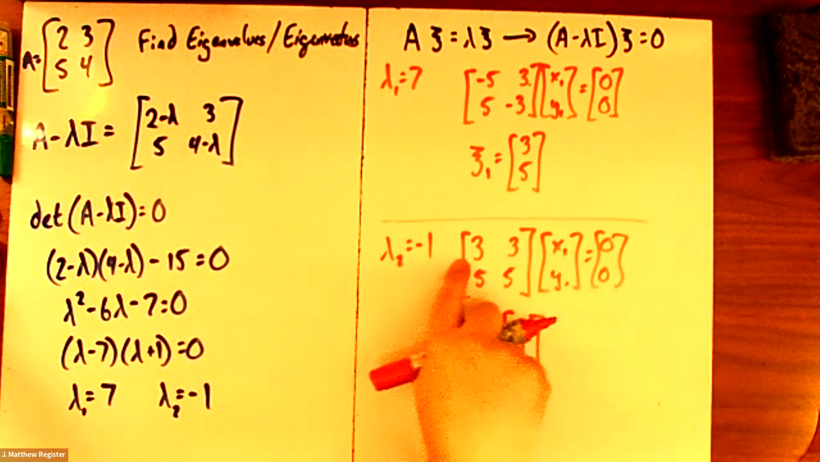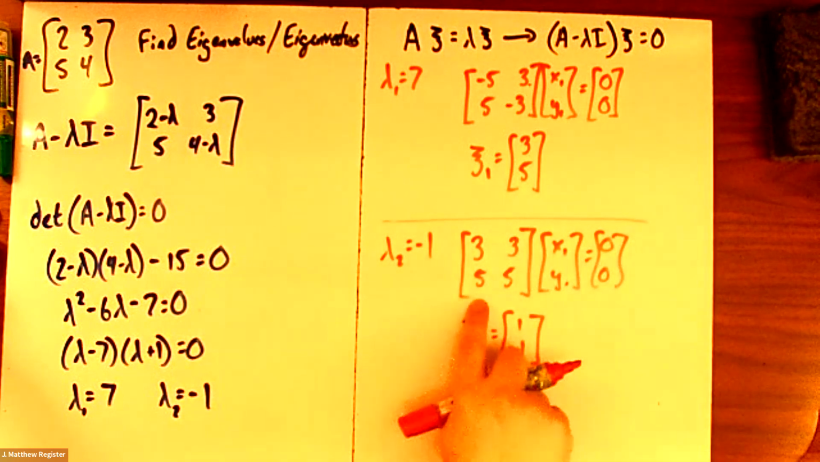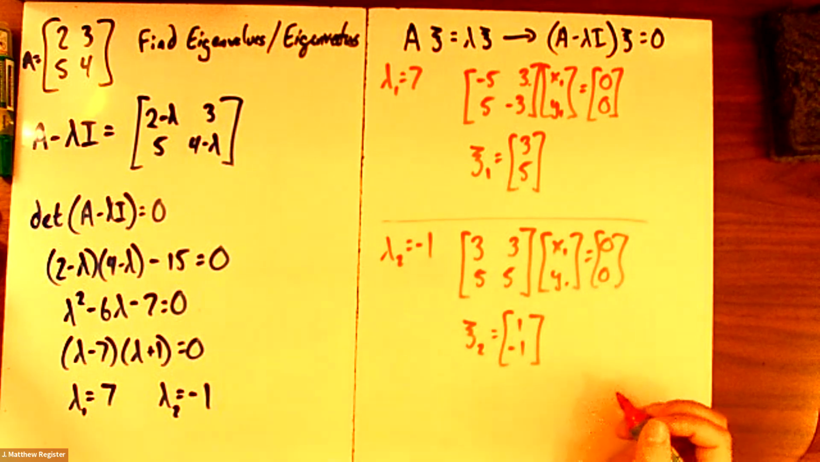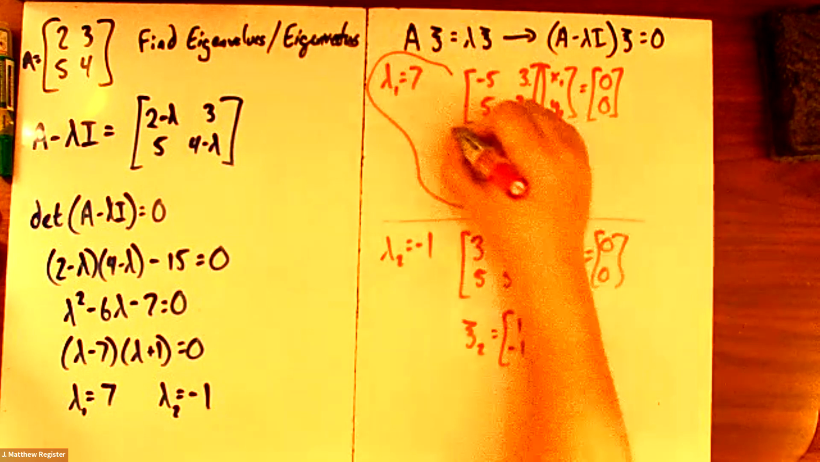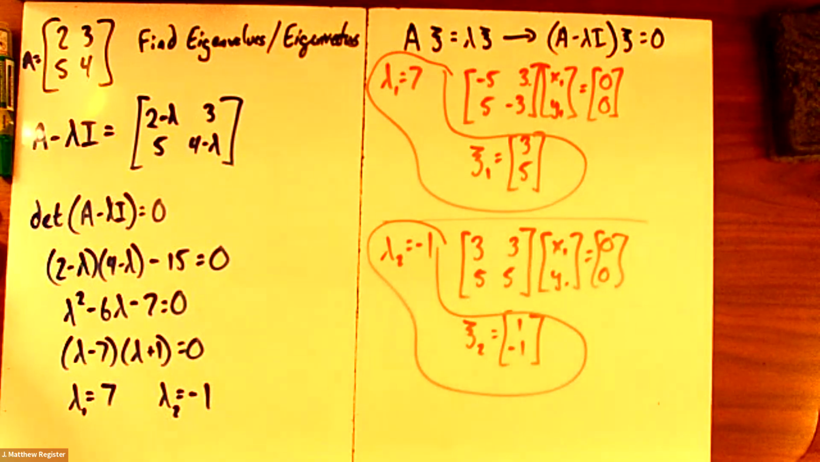Because 1 times 3 minus 1 times 3 gives you 0. 5 times 1, 5 times negative 1 gives 0. And so there we have it. We have 2 eigenvalues and 2 corresponding eigenvectors. For a 2x2 system, that is going to be very common.